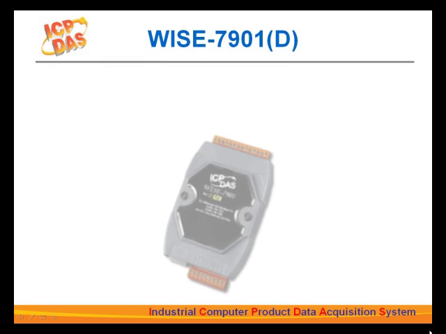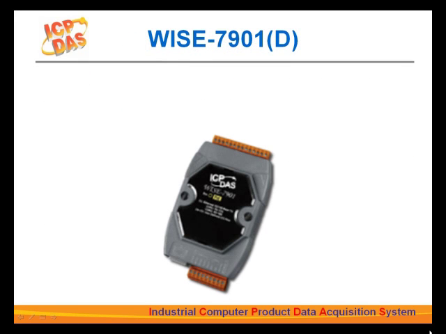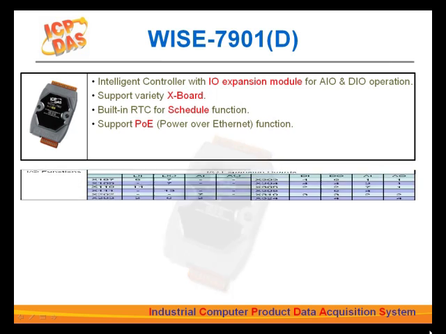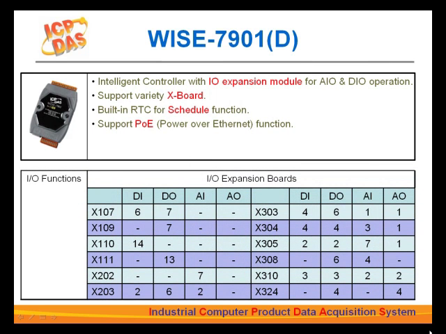Now let's talk about the WISE-7901 series. WISE-7901 does not offer built-in I/Os, but it supports a variety of different I/O channel combinations with ICP-DAS I/O expansion boards. Users can choose the expansion board that meets their application needs. Just like the WISE-71XX series, WISE-7901 supports PoE as well. Another important feature WISE-7901 has is that it is equipped with a real-time clock IC chip, so it supports the scheduling function.